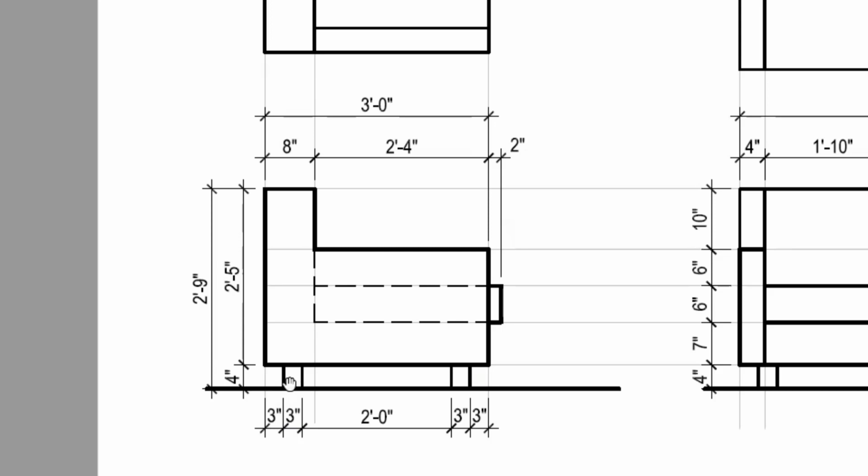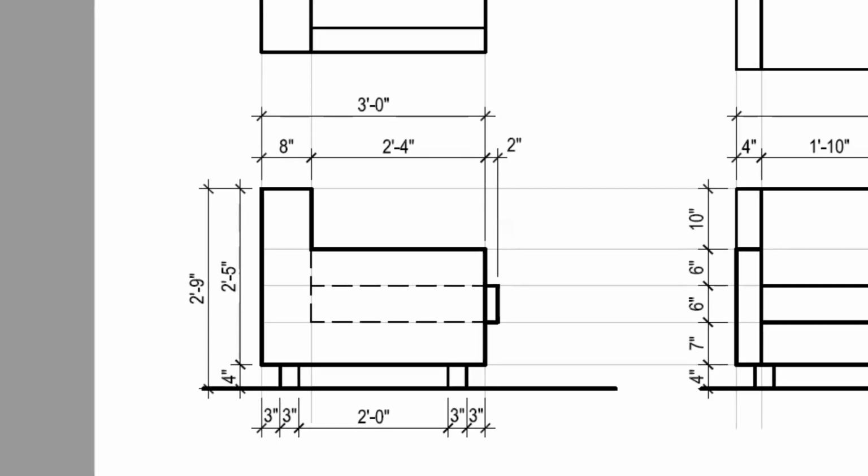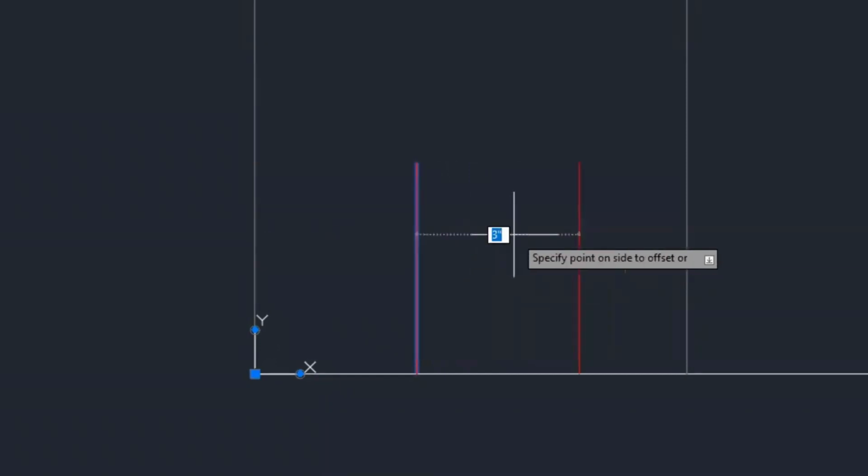Now, of course, I could offset the line. I could copy the line. But I'm here to show you different techniques. Yes. O for offset, enter. I can type 3 and enter. I can take this line, offset over 3 like that. Yes, enter. But let me undo that.